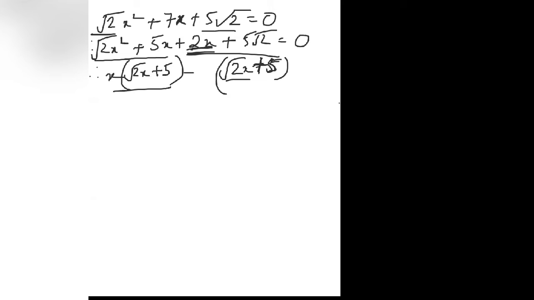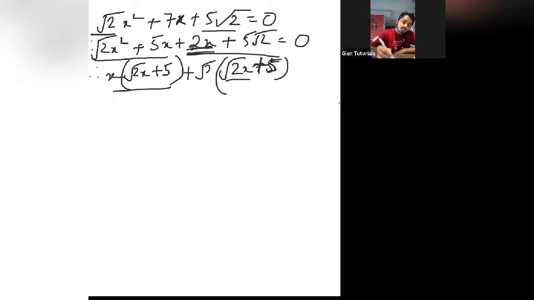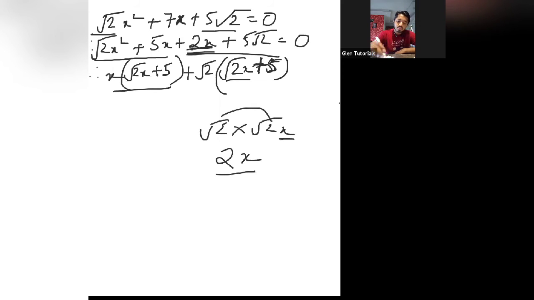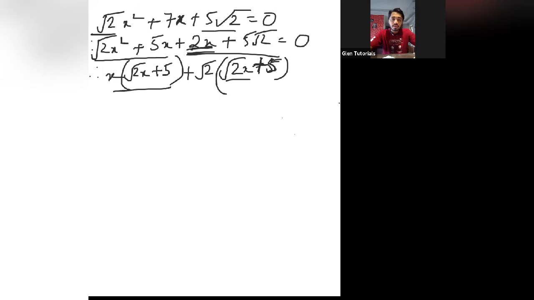Okay, so let us check if root 2 comes. Root 2 multiplied by root 2x. Root 2 into root 2 is 2, and what remains is x. So we get 2x, and we have 2x on top. So our answer is correct. No problem if you all got it wrong, but it is very important to keep trying. So root 2 is the term.